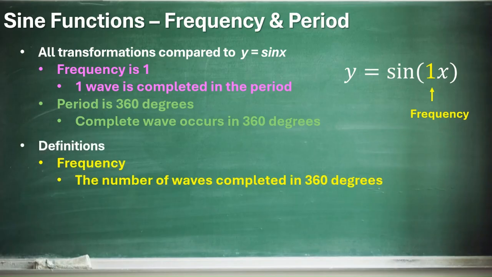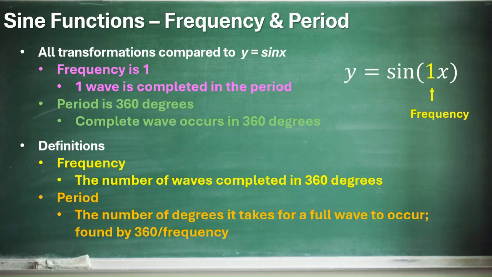So let's look at definitions. Frequency is the number of waves completed in 360 degrees. You cannot find the period unless you know the frequency. And then the period is the number of degrees it takes for a full wave to occur. And we find this value by saying 360 degrees divided by the frequency. All right, before we get started solving equations with frequencies other than 1 and therefore different periods, let's make sure that we can identify both the frequency and period in some practice equations.